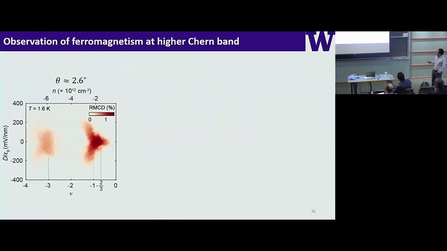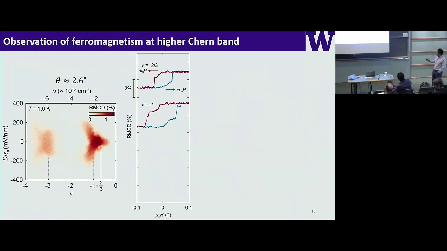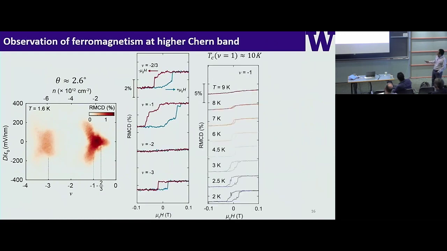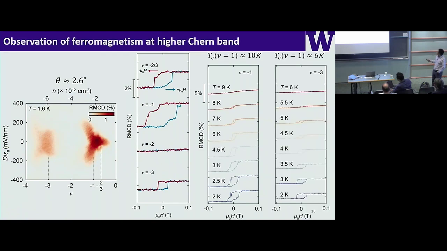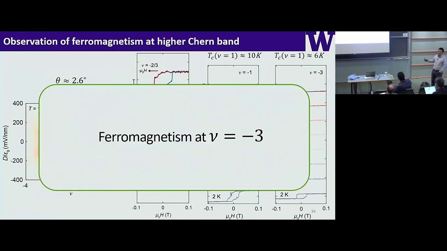Then we look at the temperature dependence of all these states. I can skip this one, but let's just focus on the temperature dependence. At -1, you can see the Curie temperature is about 8 to 9 kelvins. For -3, looking at the hysteresis from 2 kelvin all the way to 6 kelvin, from bottom to top, you can see the Curie temperature is between 5 and 6 kelvins. So this says that the state at -3 is also robust, but slightly weaker compared to the -1 state. The take-home message is that there's indeed ferromagnetism at filling factor -3.